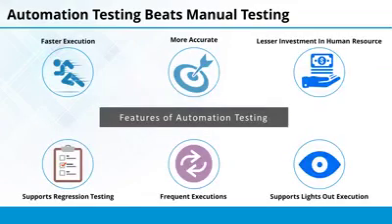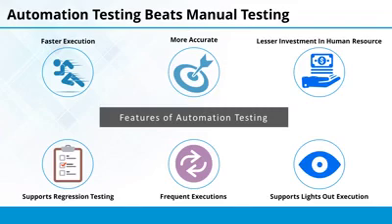Automation testing beats manual testing. So these are the points on how it beats manual testing: faster execution, more accurate, lesser investment in human resources, supports regression testing, frequent executions, supports lights-out execution. So let's understand all these points in detail.